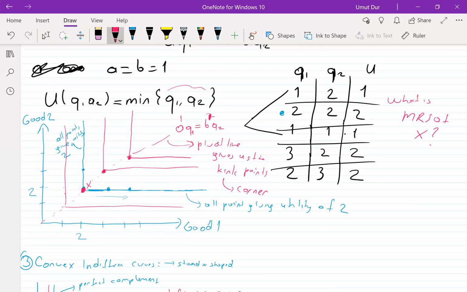Is the question clear? Here I'm interested in these right angle indifference curves. I'm looking at this point x, which is the corner of this blue indifference curve, and I would like to calculate the marginal rate of substitution at this point x. Can I calculate it?